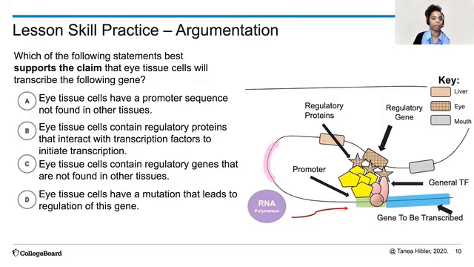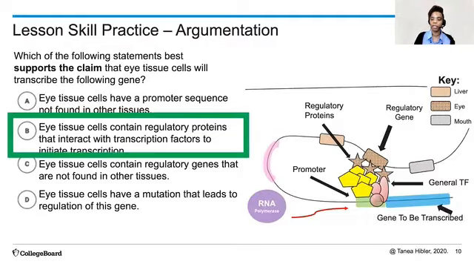Which of the following statements best supports the claim that eye tissue cells will transcribe the following gene? Did you choose B? Eye tissue cells contain regulatory proteins that interact with transcription factors to initiate transcription. And so you look at the image here, and these particular proteins are able to interact with this particular regulatory gene. And there's no inhibition going on. And so RNA polymerase can bind to the promoter and transcribe the gene in question.